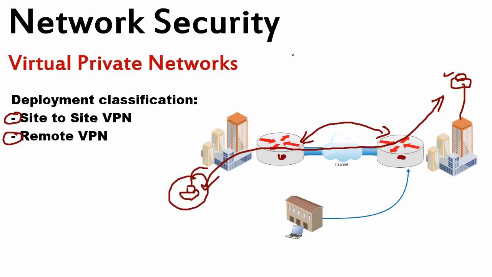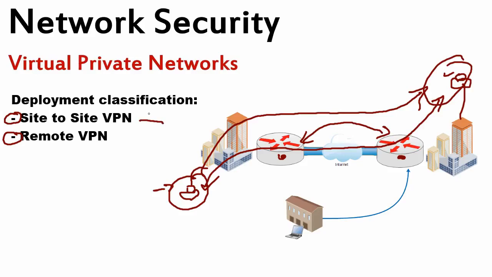This PC over here, as far as this PC is concerned, it has no idea it's going through the VPN. Absolutely no idea. It thinks that, well, this PC is somewhere on my network, whatever, I don't really care. I can see I can reach that PC. That is a site-to-site VPN.